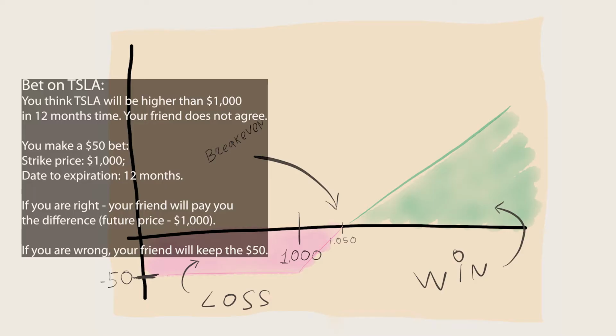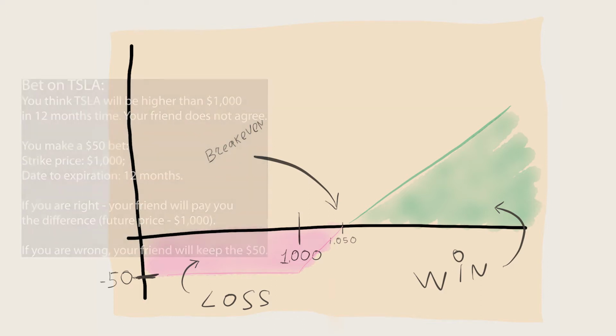Imagine that you have a friend and you want to make a little bet on Tesla. You think that it will be higher than $1,000 in a year, but your friend doesn't agree with you. So you decide to make a bet. If Tesla is higher than $1,000 in 12 months, then your friend will just pay you the difference. So for example, if it is $1,100, he will pay you this $100.